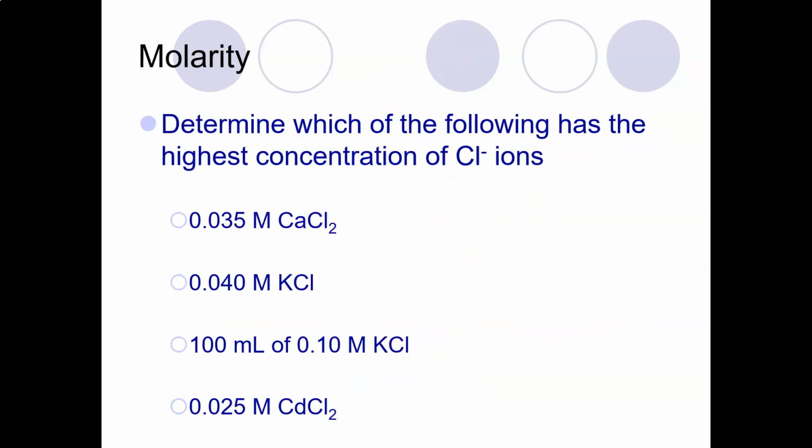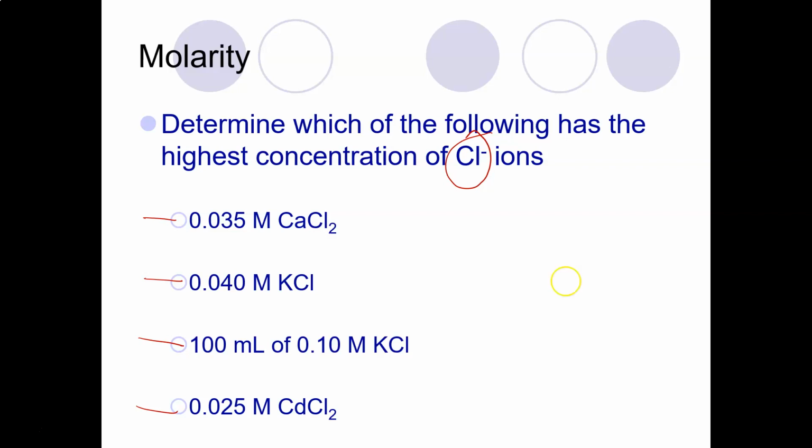Okay. Let's look at this one, and I want you to practice. I want you to try this. There are 4 scenarios here. In each of these scenarios, 1, 2, 3, and 4, I want you to figure out the molarity of Cl- ions, and then determine which one has the biggest molarity of Cl-. So take a second, figure out what the molarity of Cl- is in each of these 4 scenarios, and decide which one's the biggest.